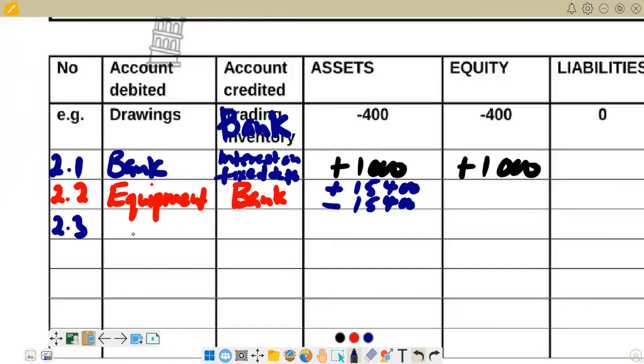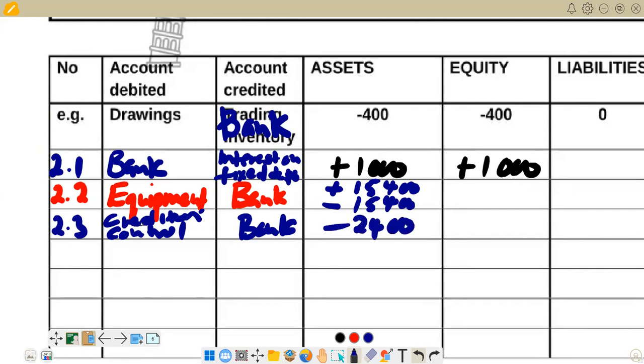Remember the account that we are debiting is creditors control. And then we credit our bank. Bank is an asset, so we are crediting. Whenever we credit an asset, it's an outflow, it's a minus. So we have got a minus 2,400.